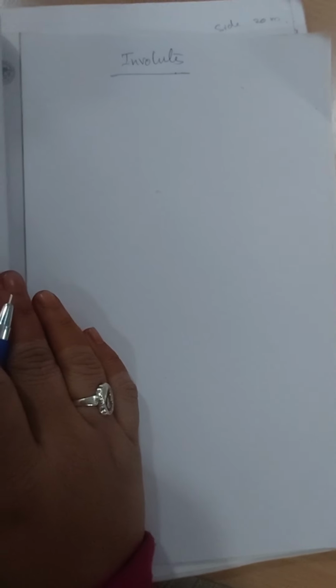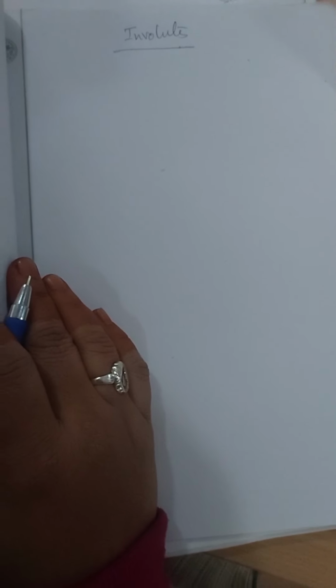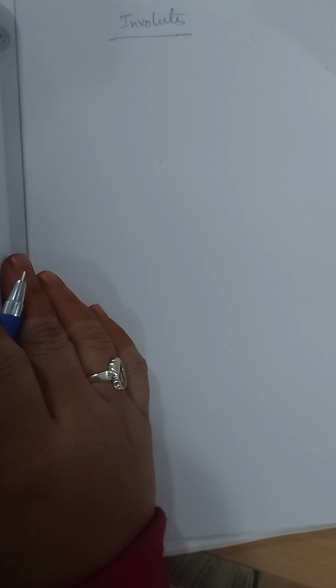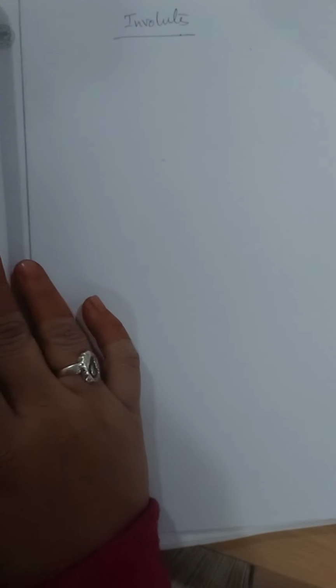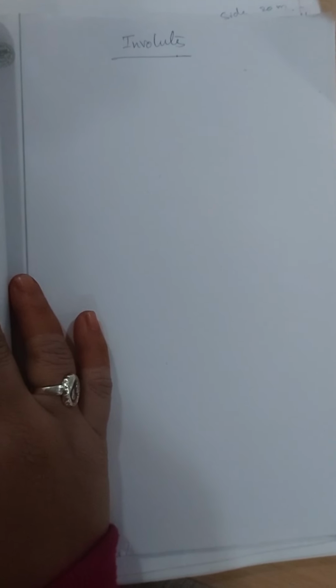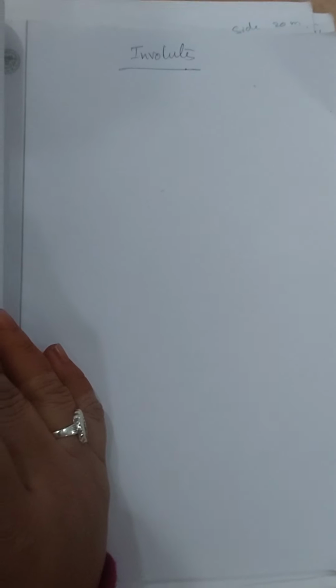Good morning to all. Today we are going to discuss involutes. In the previous class we discussed the cycloidal curves, like the cycloid in different positions, the epicycloid and the hypocycloid. So today the topic is involutes. What is an involute? It is the curve traced out by a point on a thread while unwinding from a circle or on a polygon. Generally, involutes are used for the generation of gear tooth profiles and for cam profiles.